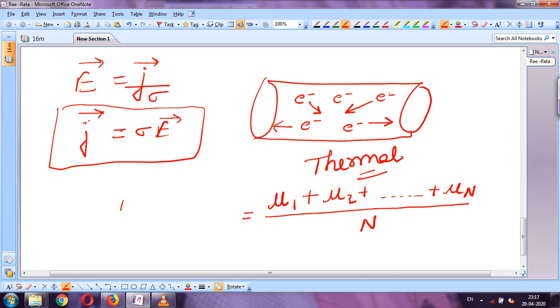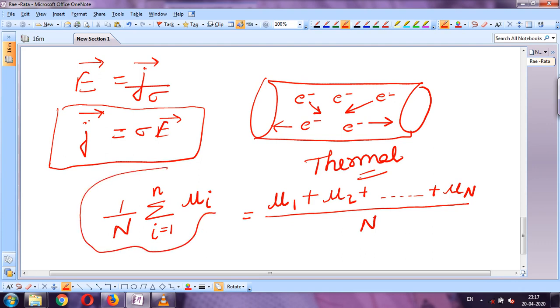This average of thermal velocities I can also write like this: 1 upon n summation from 1 to n, and what will come inside? Ui. So this we can say is the average thermal velocity, and as we studied, because of the random direction, this will be equal to 0. So we studied that the average of thermal velocities will be equal to 0. Still we have not applied any electric field.